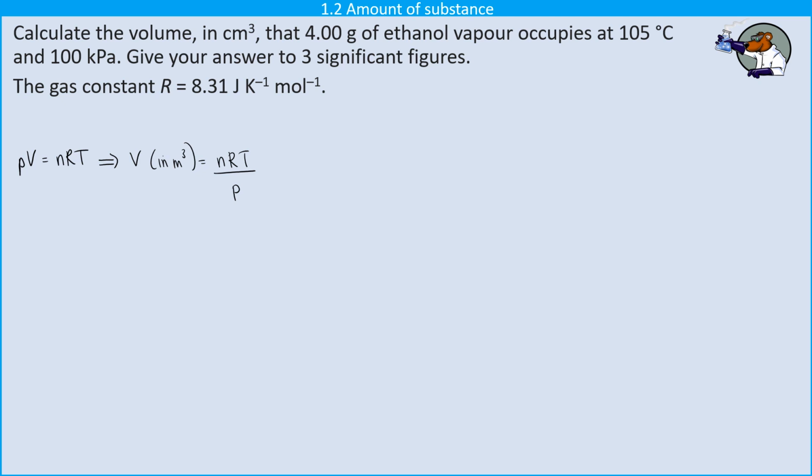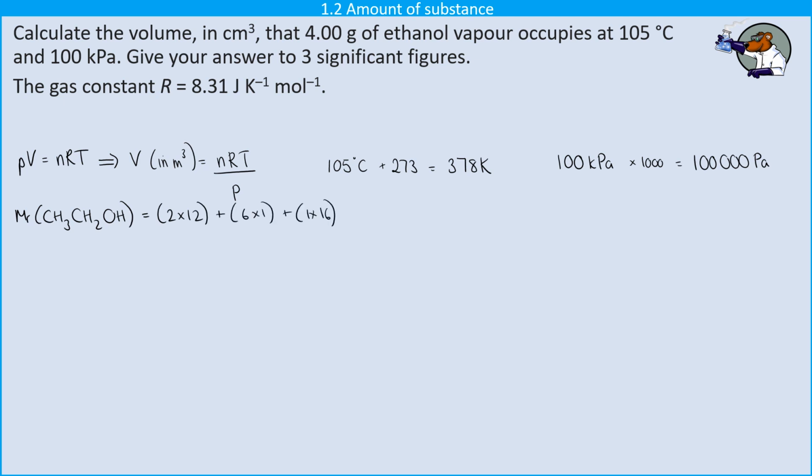Next, I need to do a couple of other conversions. So the temperature that I've been given is in Celsius, and that needs to be in Kelvin. So we convert that by adding 273. And then, of course, the pressure is given in kilopascals, and we want it in pascals. So we need to multiply that by 1,000. Usually, if you do those two things, that's worth a second mark to you.